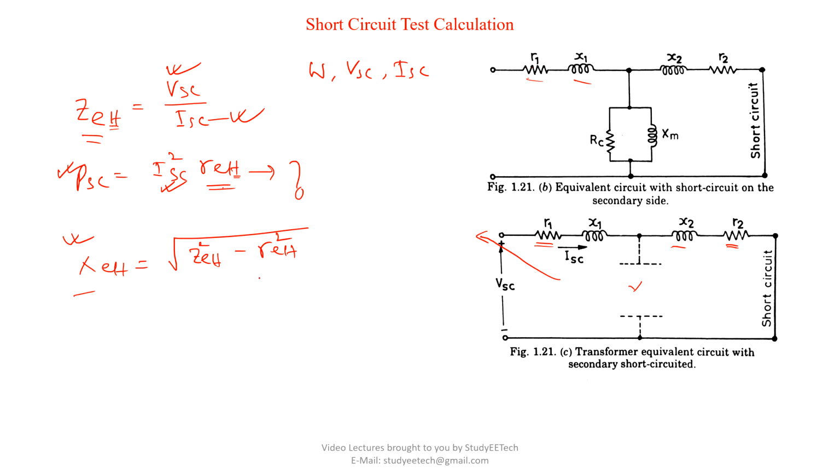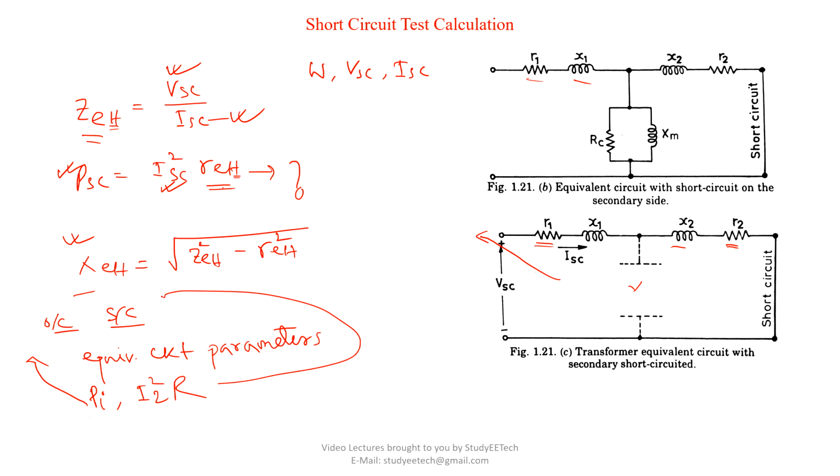So now from these two tests, open circuit test and short circuit test, we get to know the equivalent circuit parameters. Then we get to know the P_i, the iron loss. We get to know the full load copper loss. This P_i will give you from the open circuit test, and I square R you will get from the short circuit test wattmeter readings. Now you have many data in your hand. Equivalent circuit parameters is done.